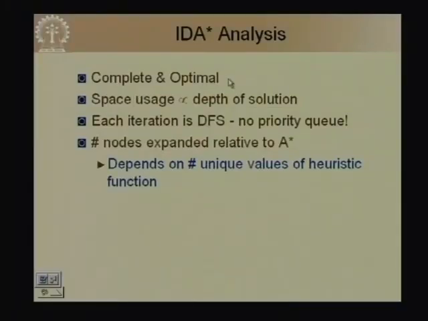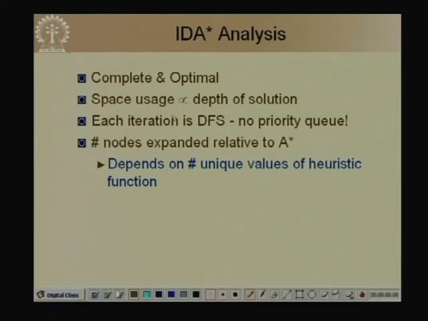So, iterative deepening A star can be shown to be complete and optimal. However, because we use depth first search, the space usage is proportional to the depth of the solution. So, it saves on space. It expands some nodes more than A star, but usually it is of the same order as nodes expanded by A star.